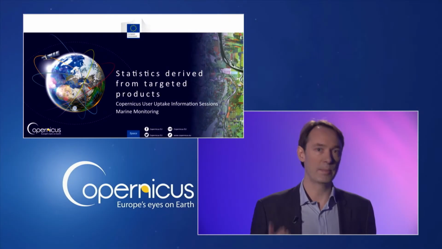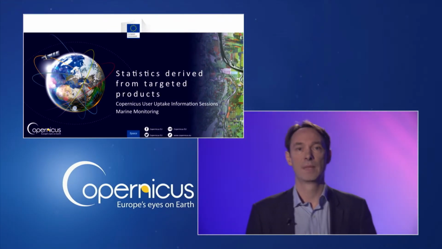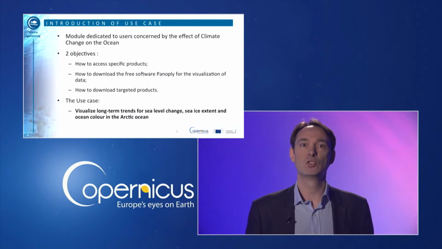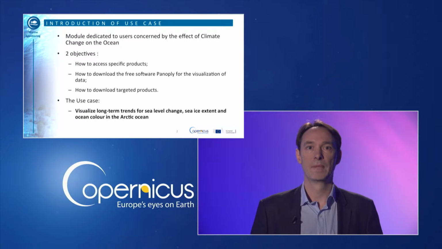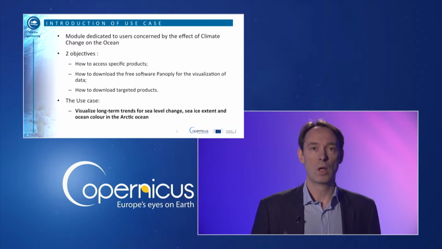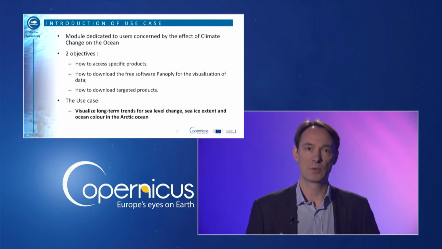This submodule shows specific CMEMS products that have been processed to bring the user easy-to-read information on environmental questions such as climate change, algae bloom, or sea ice extent trends. This submodule is dedicated to users concerned by the effect of climate change on the ocean. Its objectives are to show how to access the targeted products corresponding to the results of trends computation.